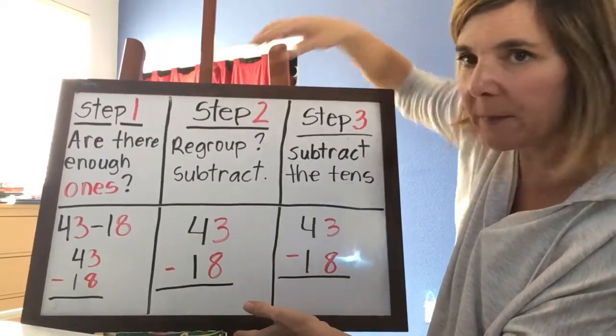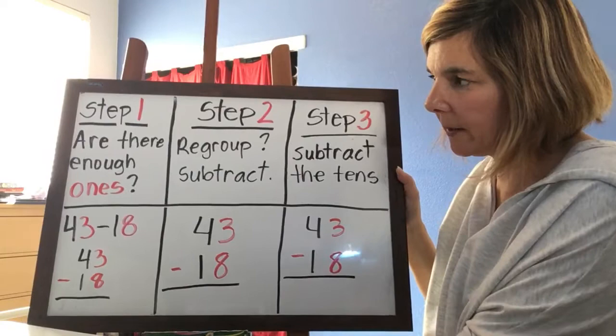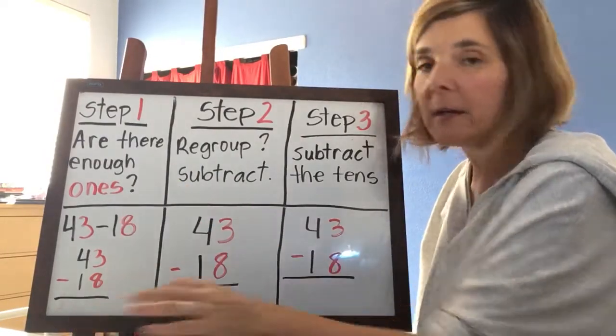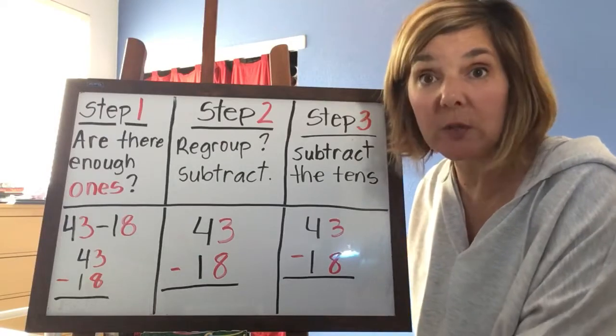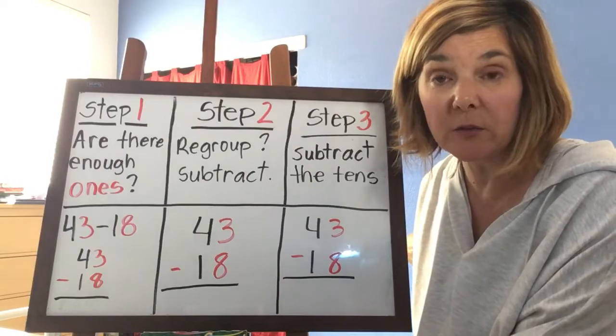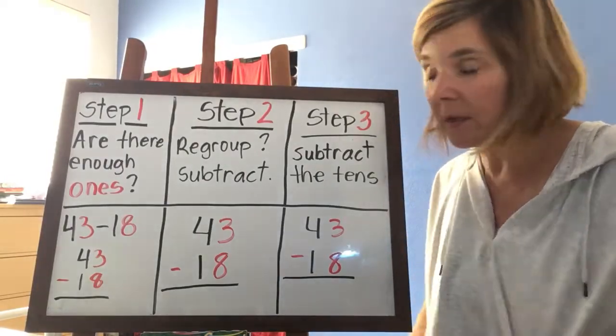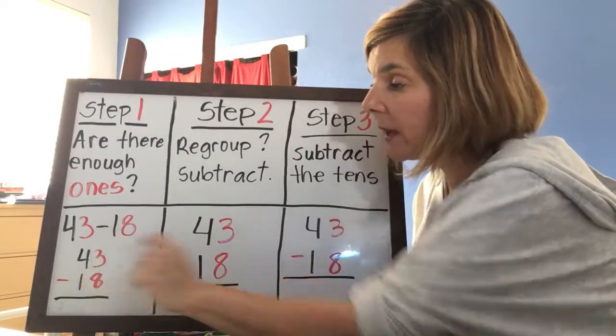Okay, so I have some steps again. Let's go over the steps. Step 1. Are there enough ones? So when you subtract two-digit numbers, you need to ask yourself first, are there enough ones? And here's the problem that we're using today to figure it out. 43 subtract or take away 18.